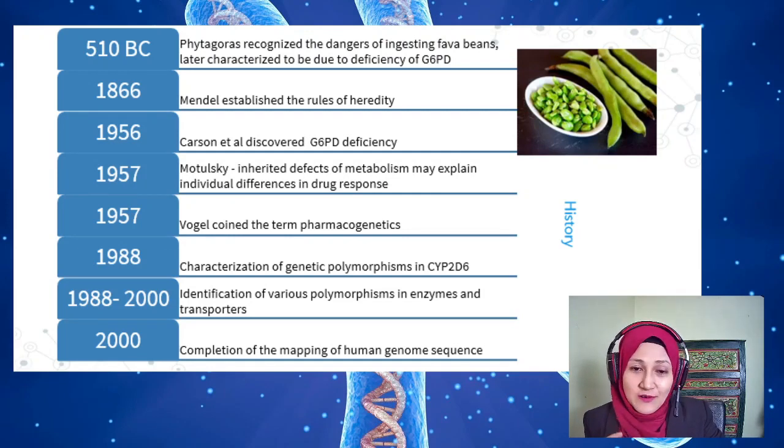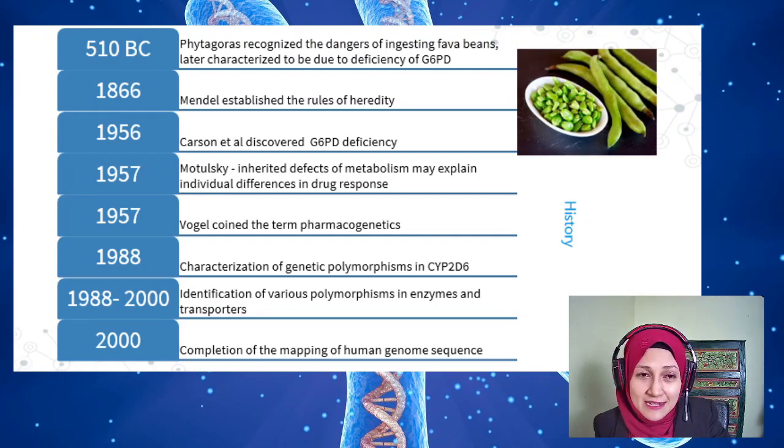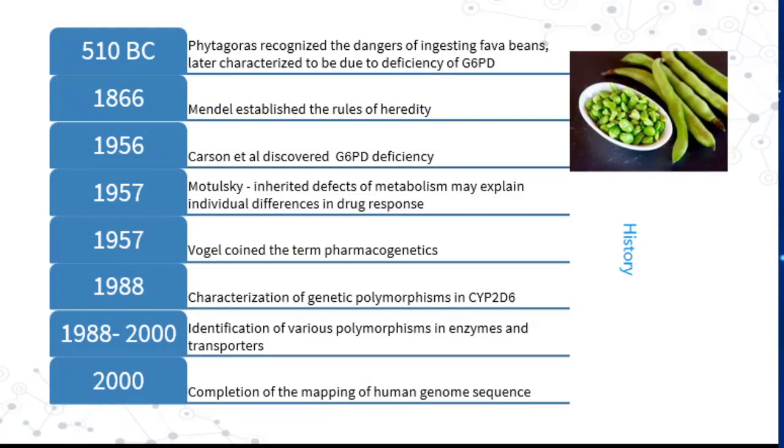Then Vogel coined the term pharmacogenetics. So the pharmacogenetics concept has already been discovered in 1957. In 1988, variations in CYP2D6 were characterized, and following that, various polymorphisms in enzymes and proteins were further identified.